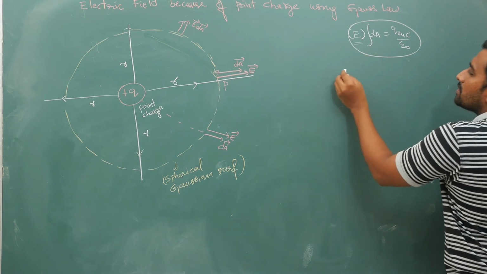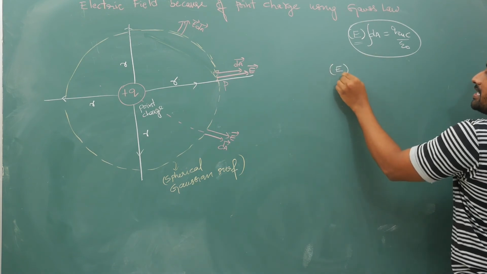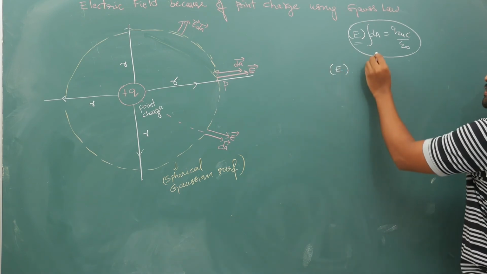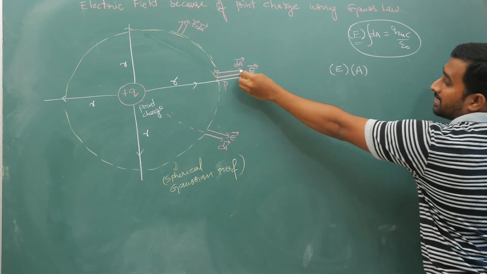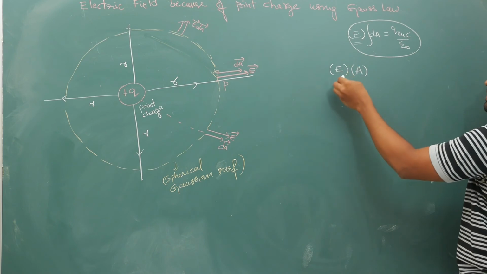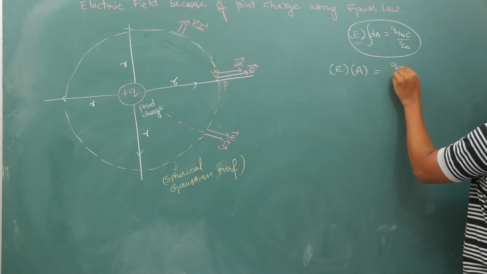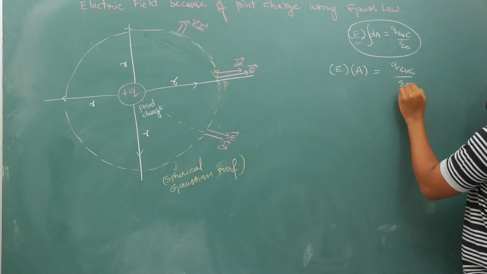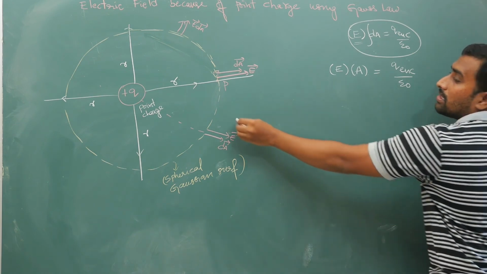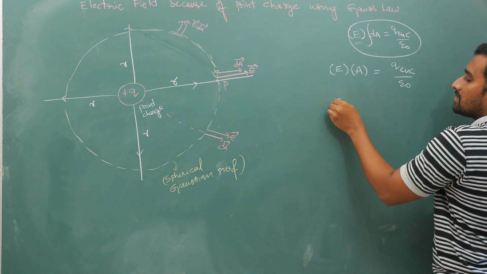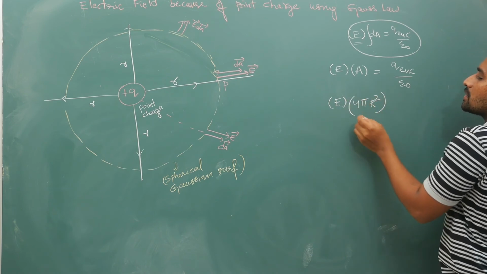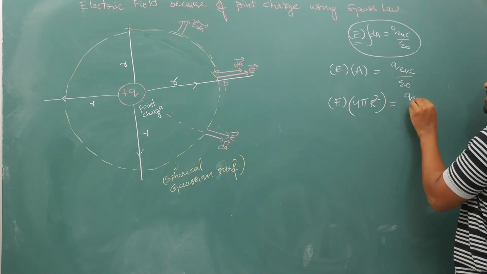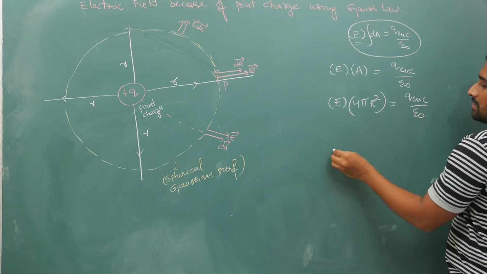So here what is going to happen is E times integral of dA is the total area. Actually you have to write integral of dA cos 0, which is 1, so E times A is equal to Q enclosed by epsilon naught. Now what is the surface area of this sphere? Because it is a sphere, your surface area of this Gaussian surface is 4 pi r square, that will give you Q enclosed by epsilon naught.